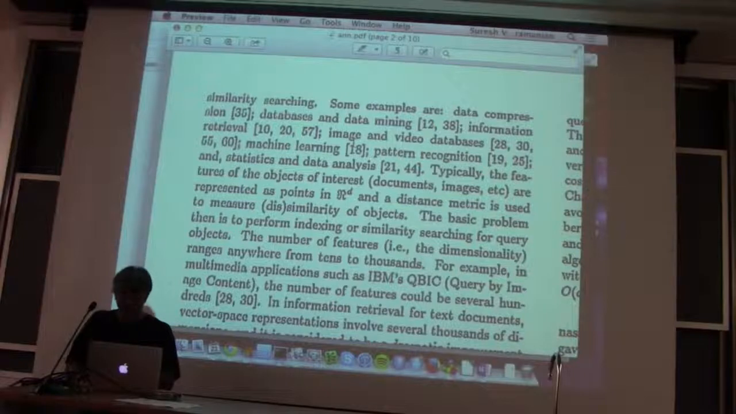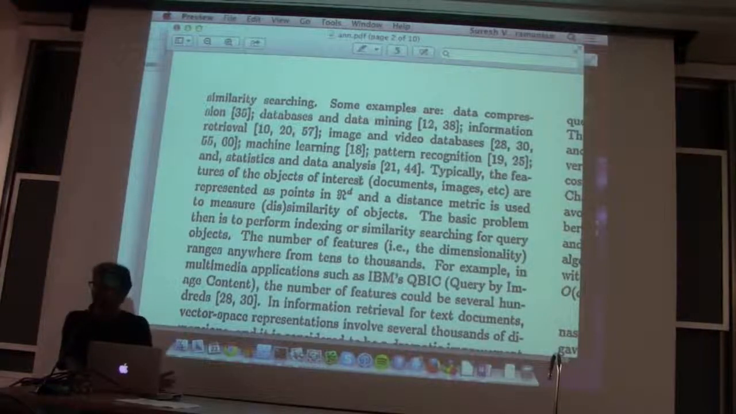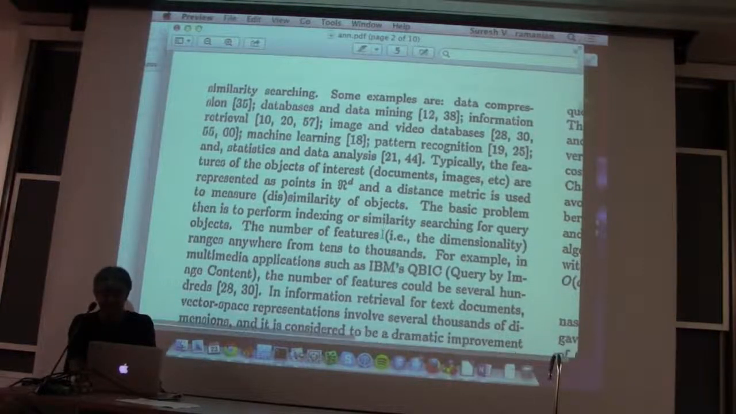If you're interested and you see, there's something in image and video databases, I know something about images, let me go look it up and see. But otherwise, you have to make some judgments about whether you really care. And then you read, okay, typically the features of the object of interest, and now they're trying to explain how it works, are represented as points in R^d and a distance metric is used, and the basic problem is to produce indexing or similarity searching.